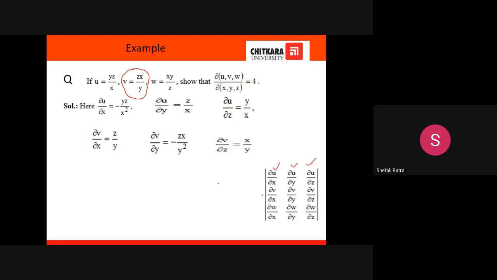Curly w by curly x. Third row. We need all three derivatives. Curly w by curly x: y by z. Correct. Curly w by curly y: x by z. Right. Curly w by curly z: minus xy by z square. Evaluated all the derivatives. Put all the derivatives in the determinant and then solve it.